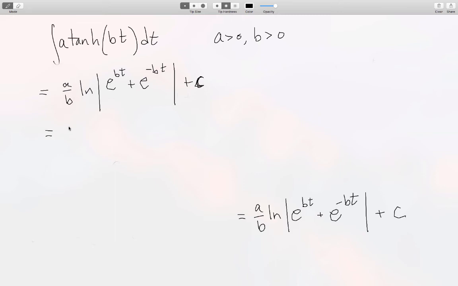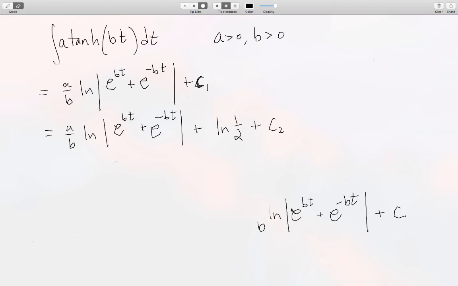Alright, the trick that I'll play here is I'll go a over b ln of e to the bt plus e to the negative bt, and that arbitrary constant, I'm going to take out a factor. This is pretty fancy stuff, but I'll say let's just take an ln of 1/2, plus a different constant from the one that I had there.